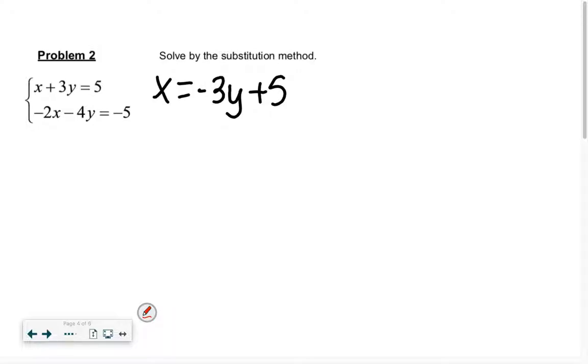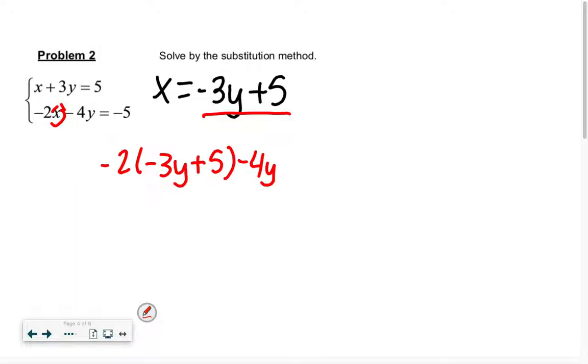What do I do now? Plug it in for the minus 2x. Yeah, plug it in the bottom. This stuff is going in for this x right here. So I have negative 2 times negative 3y plus 5 minus 4y equals negative 5. Now what? Distribute. So I get 6y minus 10 minus 4y equals negative 5.